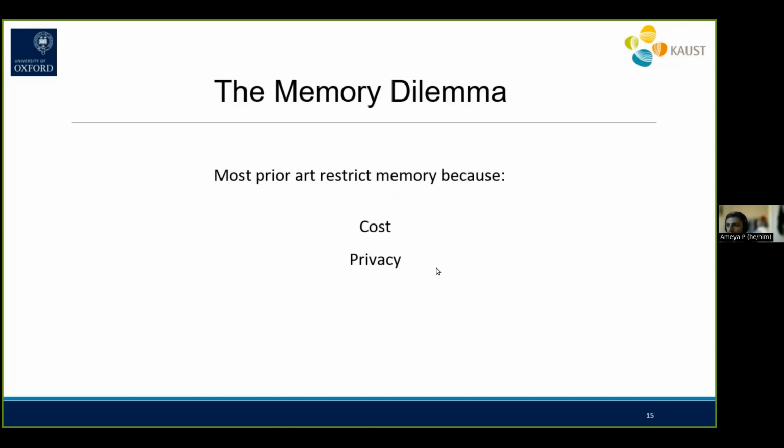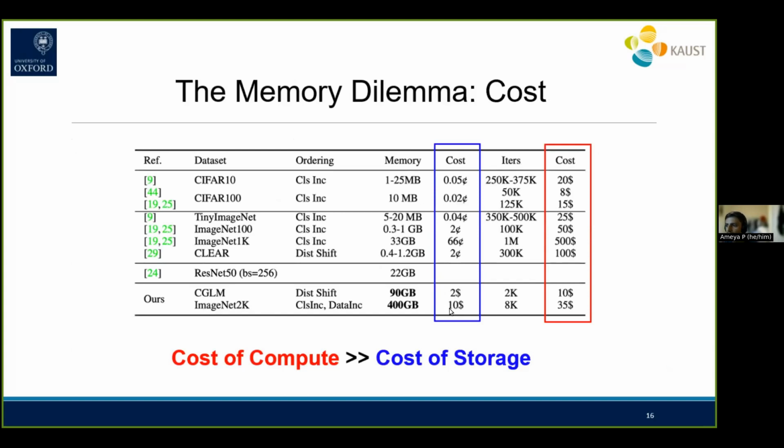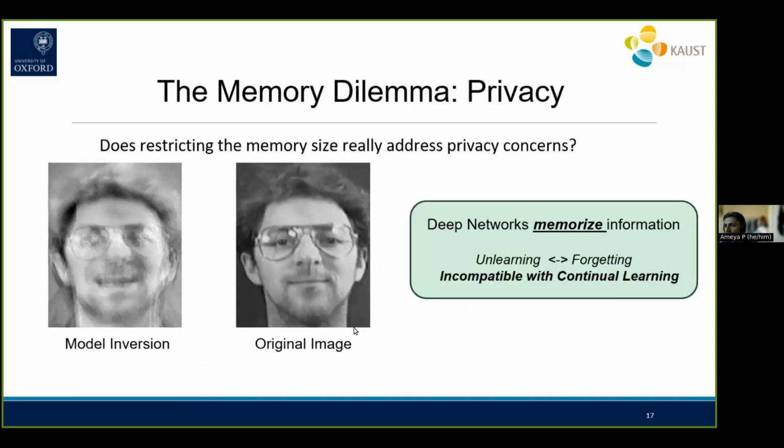Let's analyze them. First, cost. We see that the cost of storing past data is far lesser than the cost of compute, hence is not a good reason for limiting access to past data. Similarly, for achieving privacy, we cannot simply restrict access to past data, as deep networks memorize information, and for privacy, we need to achieve complete forgetting, which is incompatible with continual learning.